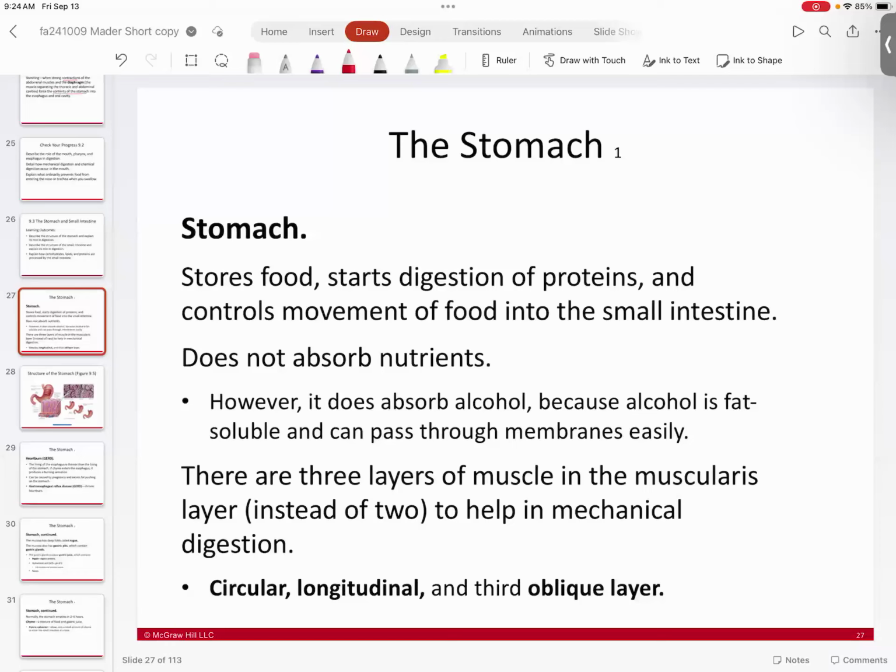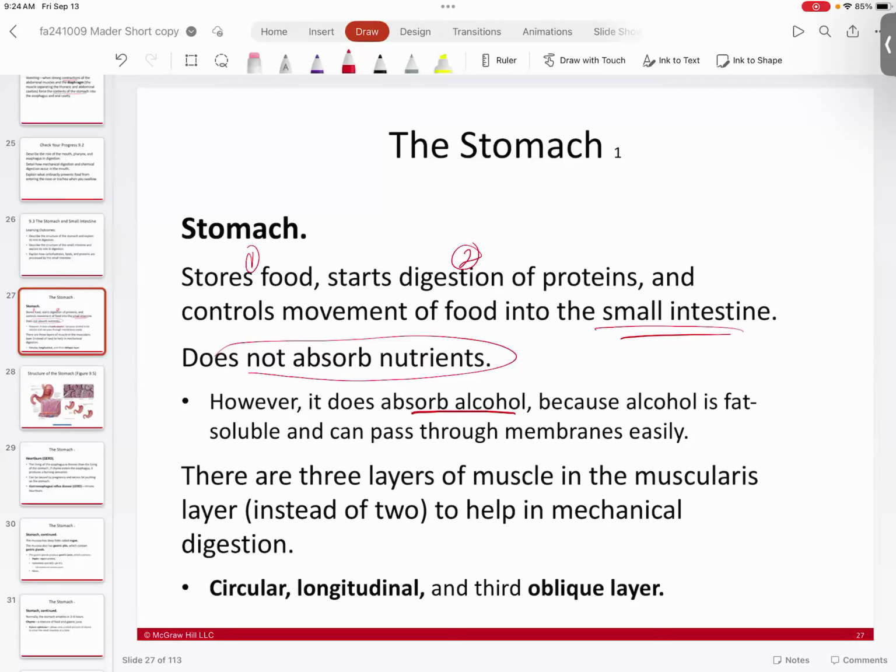So the stomach has a couple of jobs. One of the jobs is to store food that you eat. It also, however, is going to begin the process of digestion, especially proteins. And then its job is to move that food into the small intestines. Now, one of the things it doesn't do is absorb nutrients. There's no absorption going on here. So the food that you eat doesn't get absorbed in your stomach. However, it can absorb alcohol. That's because it's fat soluble, and it's a different way of absorbing. You absorb alcohol differently than you absorb food.